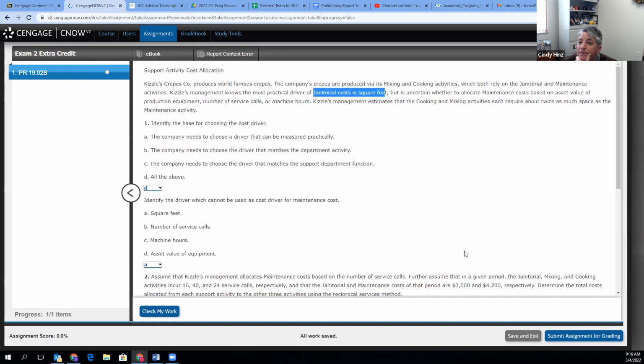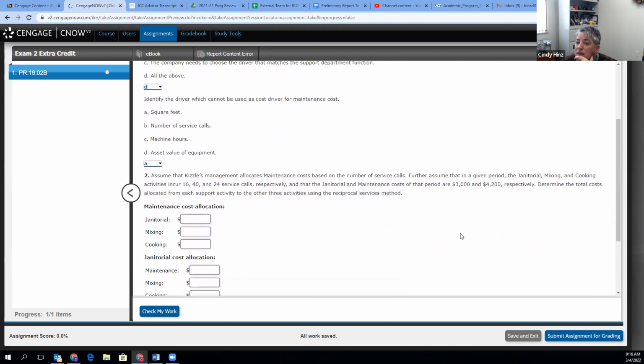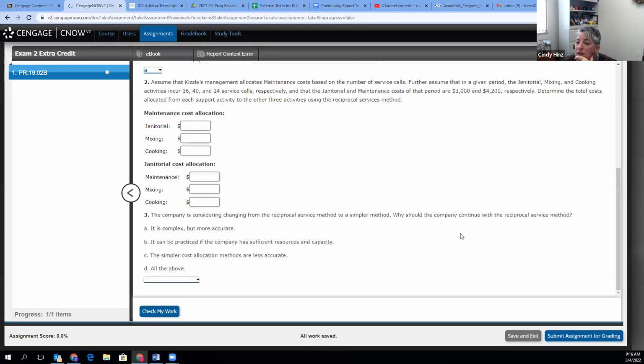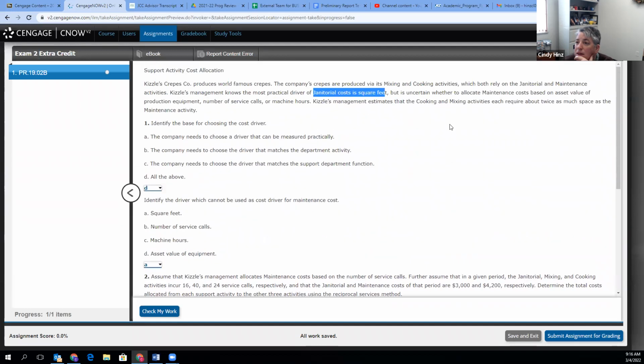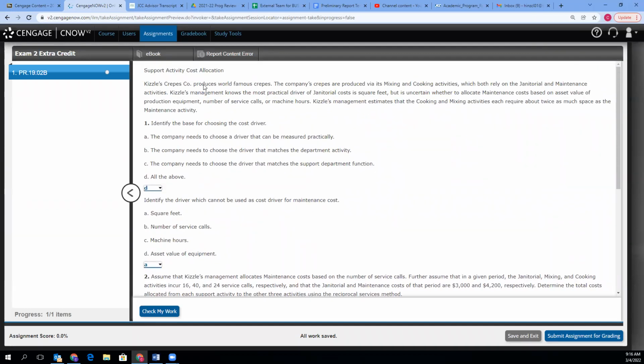Am I missing this? Where does it tell us square feet? At the top, what I saw is that it says for cooking and mixing each require about twice as much space as maintenance. Yep, perfect. That will do it. So we'll just use the ratio.